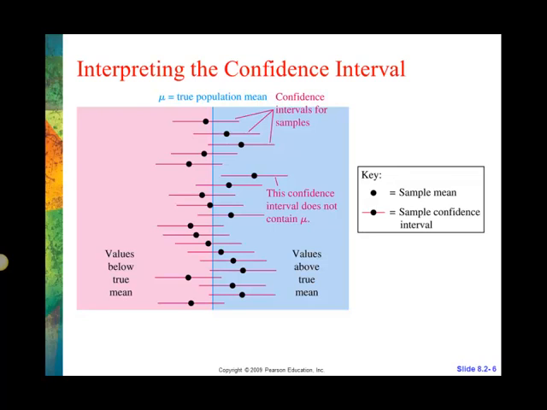So it's not that we're 95% sure, it's that 95% of the time we will create a confidence interval that has the population mean in its range.